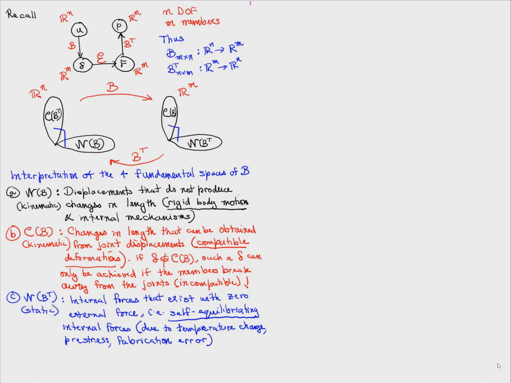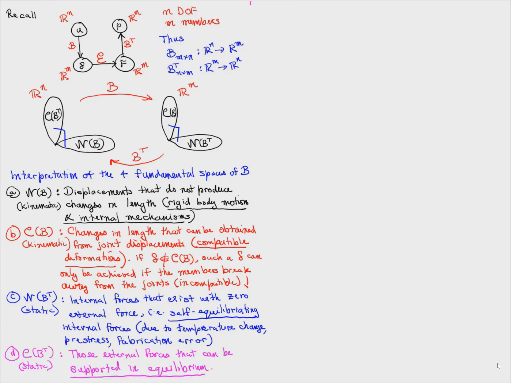Next, let's look at the column space of B transpose. This is a static interpretation. It's got to do with forces. The column space of B transpose are those external forces that can be hit by B transpose. This means these are external forces that can actually be supported in equilibrium. So we understand what the different elements of the four fundamental spaces actually mean.